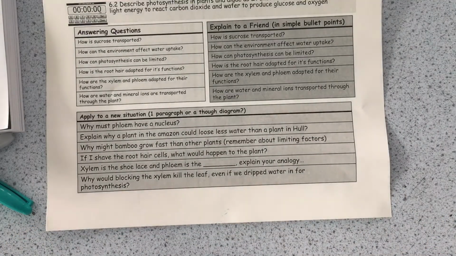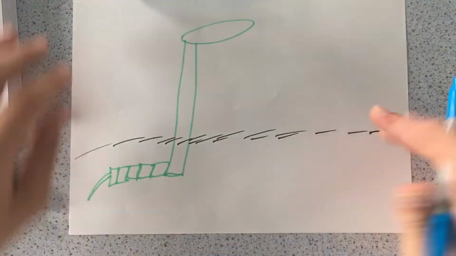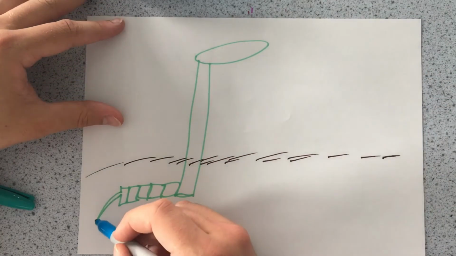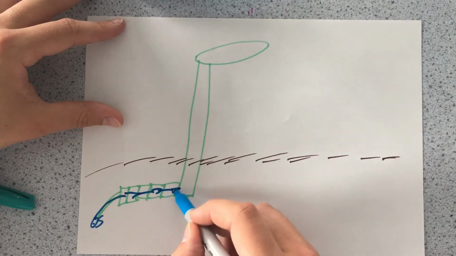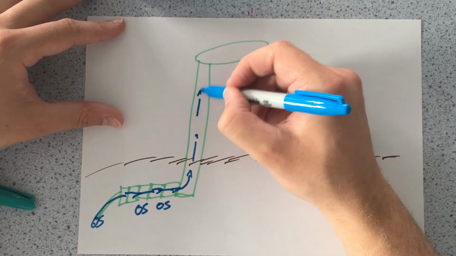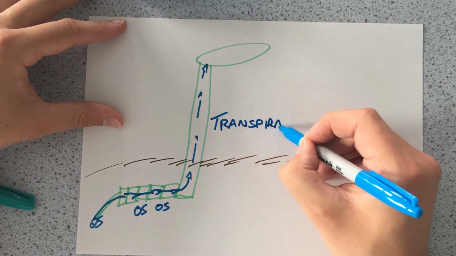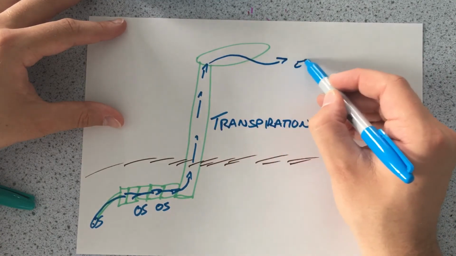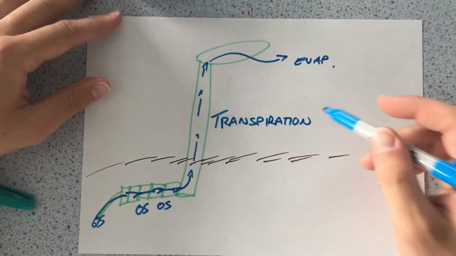Why would blocking the xylem kill the leaf, even if we dripped water in for photosynthesis? Well, it's simple, isn't it? Or is it? Why would this kill the leaf? So what normally happens, I've got my osmosis here, and then osmosis through my cells until I get here to the xylem. So osmosis. Here my water is getting taken up through the transpiration stream, which I will write out in full. The transpiration stream eventually ends up here in the plant, where after evaporation, the stream continues. It's a one-way thing.